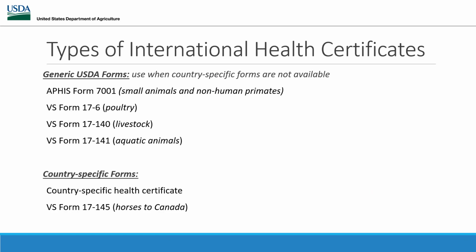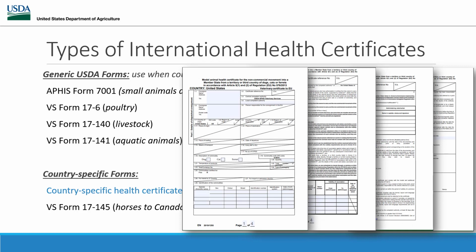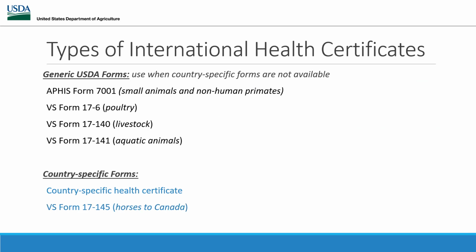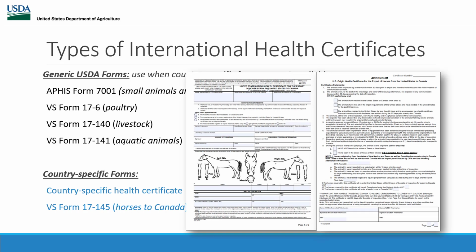In recent years, countries have moved to requiring a health certificate specific to them and the type of animal that also identifies the requirements within the health certificate. These country-specific health certificates come in the form of ones created by the country, like the European Union did for imports of dogs, cats, and ferrets, as seen here, or a USDA APHIS version that is tailored to the type of animal and destination country, such as with the health certificate seen here for pet dogs and cats to Colombia, or the VS Form 17145 for non-slaughter horses to Canada, seen here.